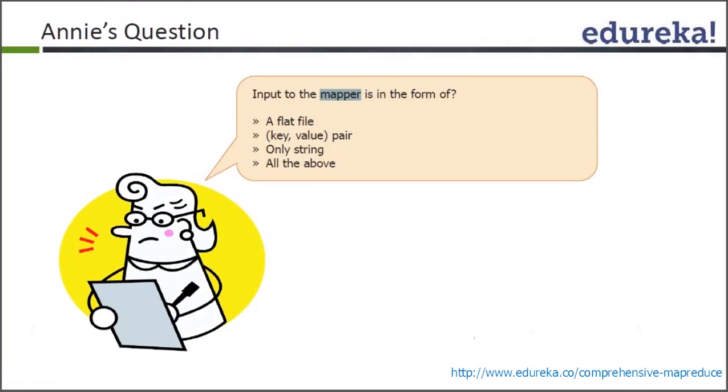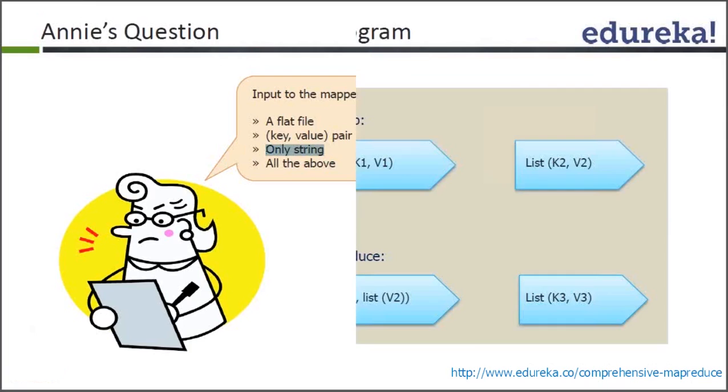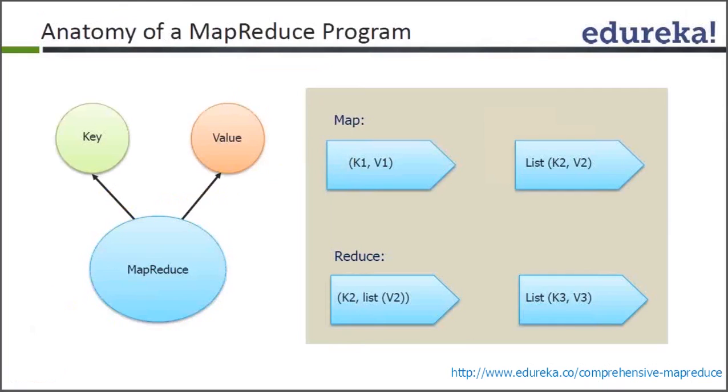So some people are saying B, A, B, C, D. First of all, how can input to a mapper be a flat file? Because input to a job is a flat file, not input to a mapper. So that is out of the window. Second, how can input only be a string? Because I told you some time back, look at the slide over here. The answer is over here, friend. Input to a map is going to be a key value pair, the offset position and the actual value.